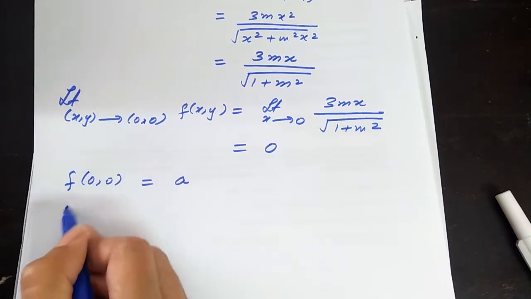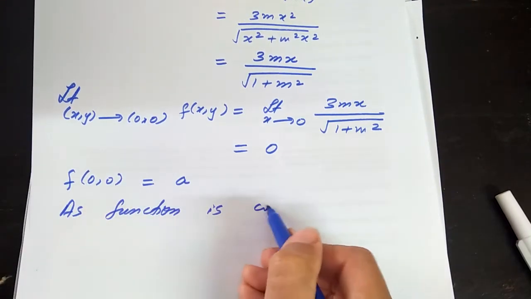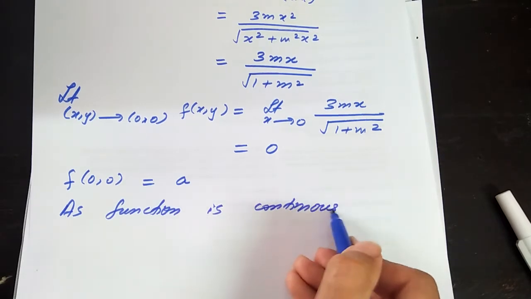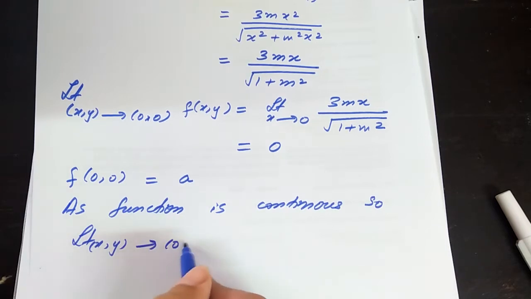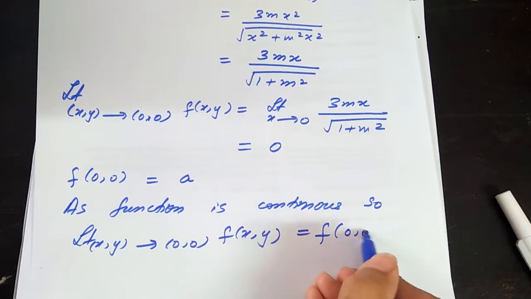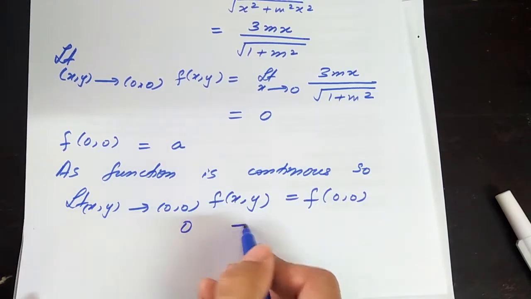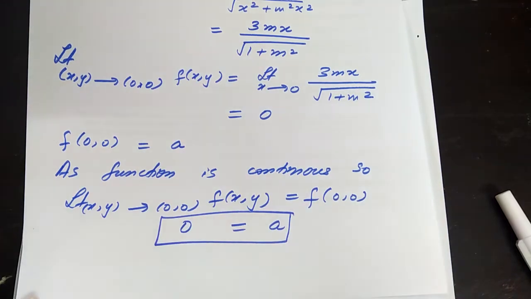Now it is given that as the function is continuous, limit (x,y) approaches (0,0) of f(x,y) will be equal to f(0,0). So it means 0 is equal to a. So this is our value of a from this question.